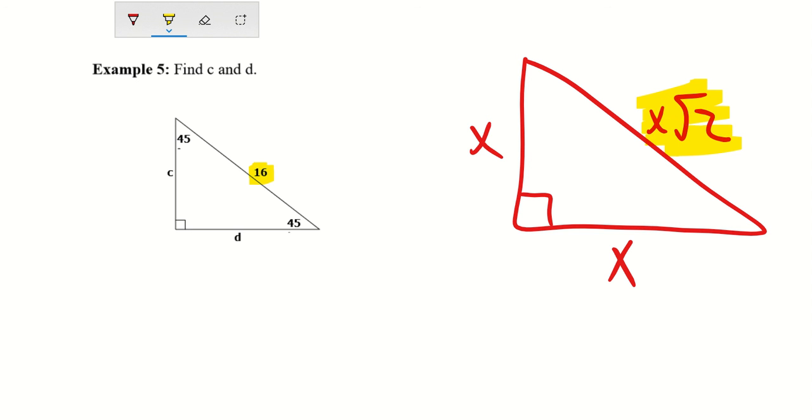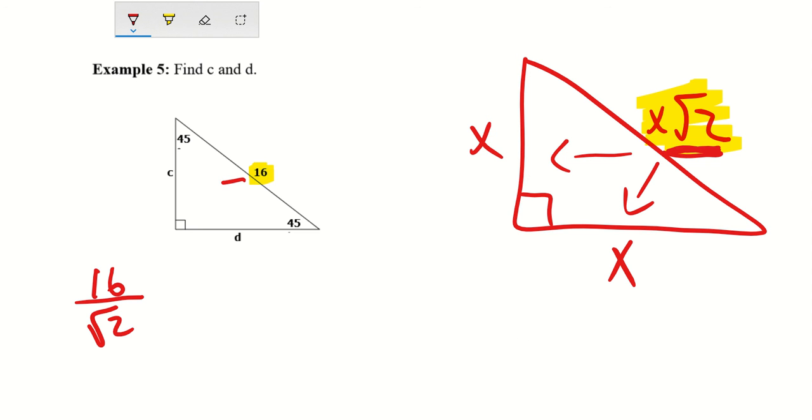Now, if you want to go backwards, from here to here, you have to do the opposite. Instead of multiplying times the square root of 2, you have to divide. So to go backwards, you do the opposite. Instead of multiplying, we're going to have to divide. So to get these two, it would have to be 16 divided by the square root of 2, because we're going backwards. Now in math, we don't leave the square root at the bottom, so what we would do here is multiply it times the square root of 2.